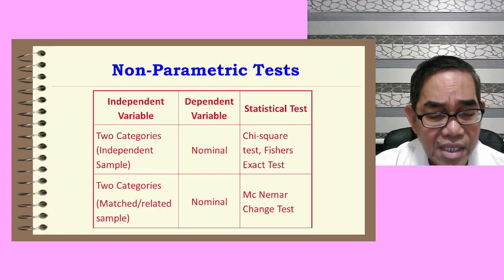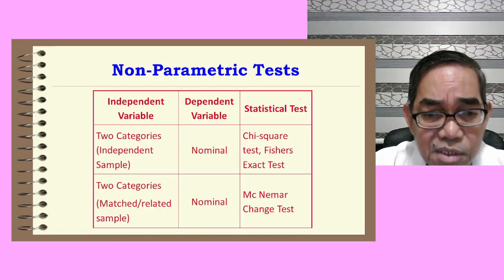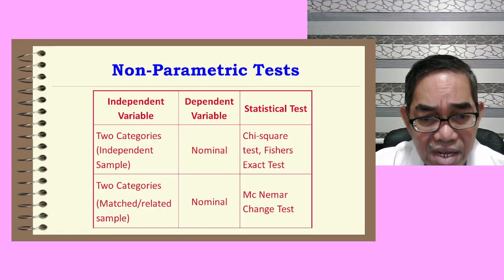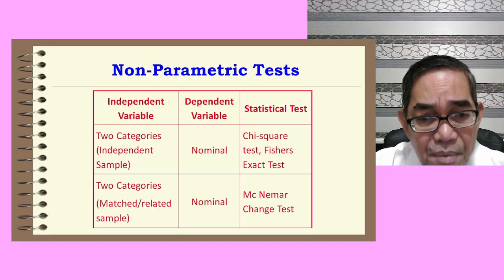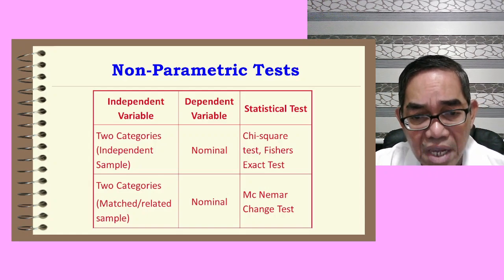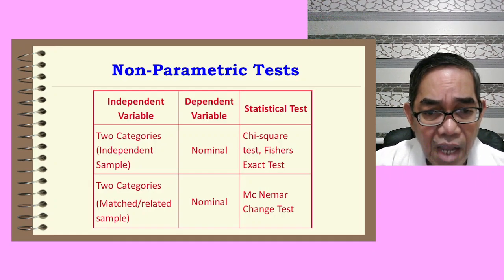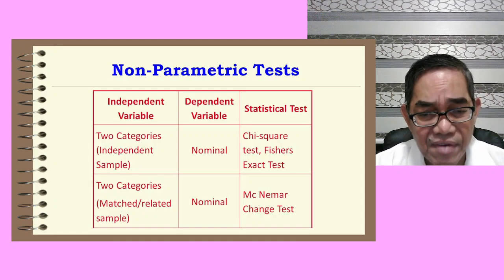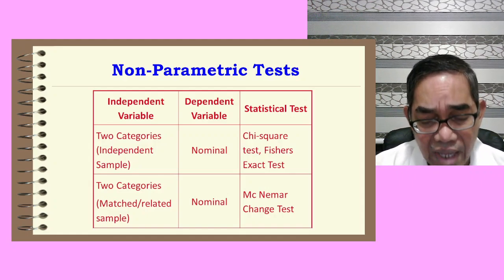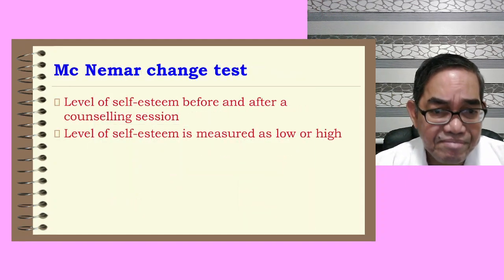Now we have two categories and they are matched or related. We are talking of the same sets of participants. And then the dependent variable is nominal, or qualitative nominal. And then the McNemar change test will be the statistical test. Let's give an example. I won't give an example anymore for the chi-square test because we already gave an example a while ago. We'll give an example of the McNemar change test.